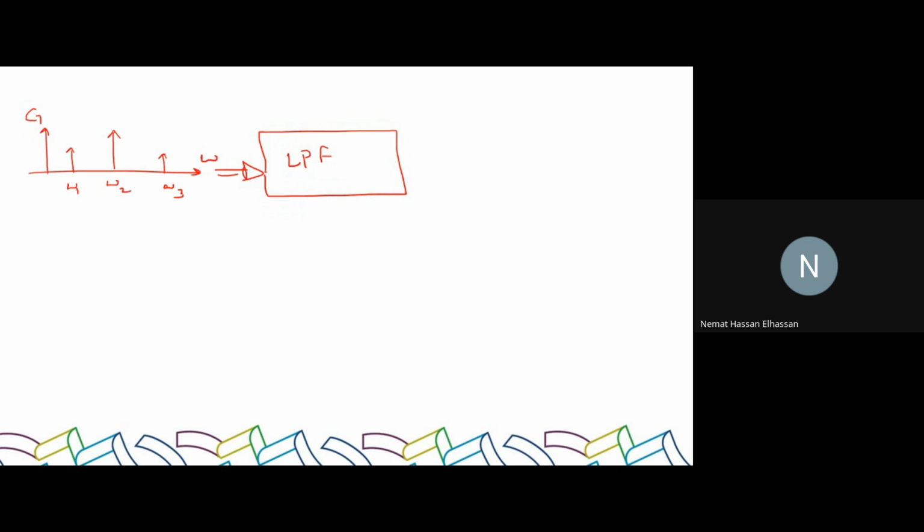Let's say that this is my initial signal. We have 3 different frequency components: omega 1, omega 2, omega 3. This is gain, this is frequency and radius, okay? This goes as input to my first low pass filter. What would be the output of the low pass filter?